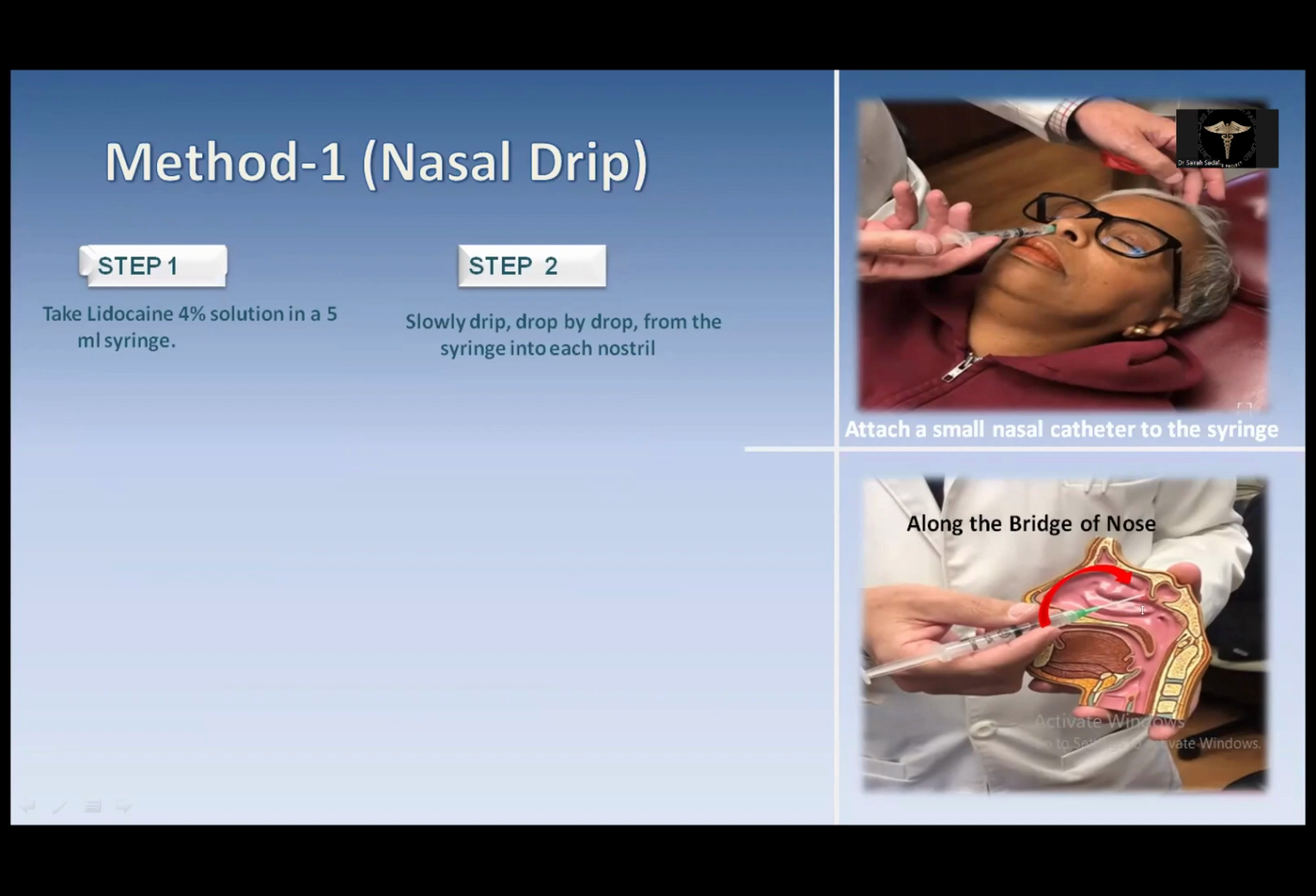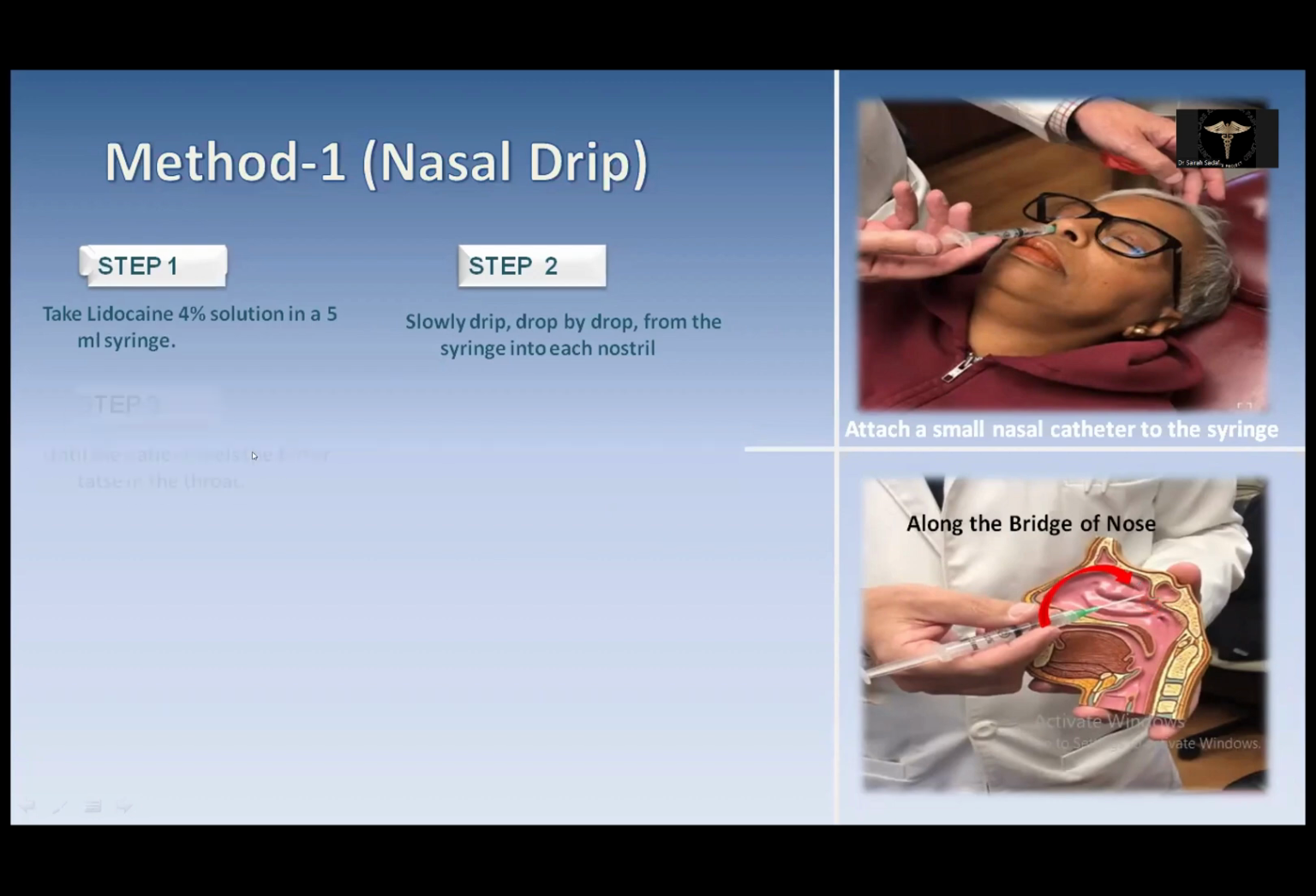So this is the site, on the superior and posterior edge of the maxillary, the medial turbinate, where the SPG lies, like over here. Let me use the marker. So this is the location where the SPG is located.